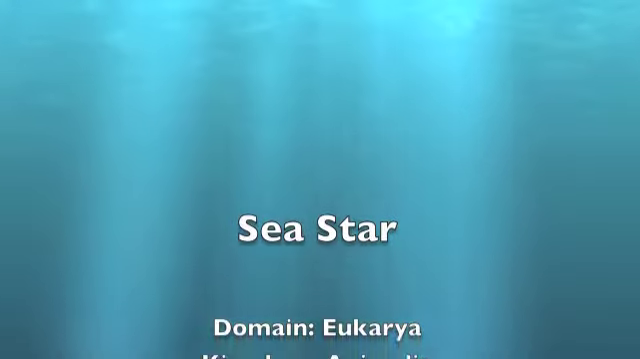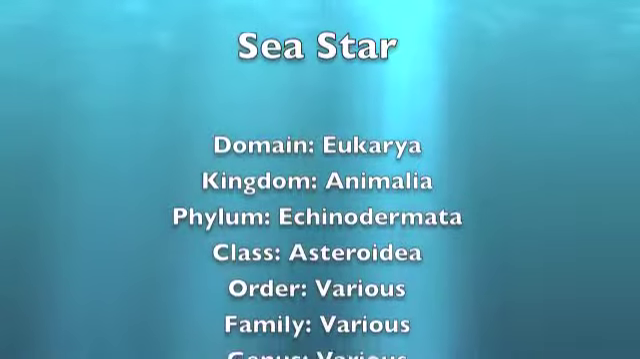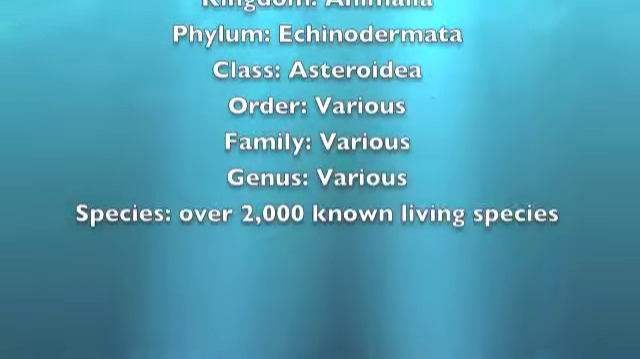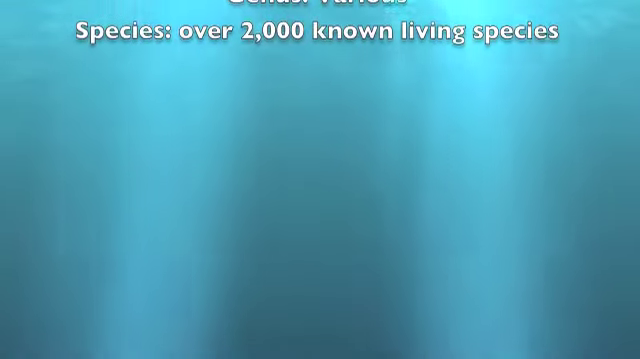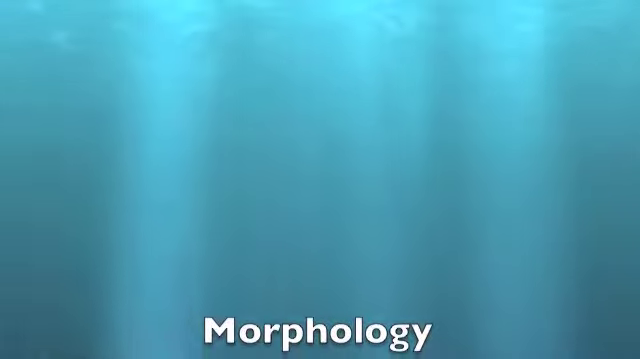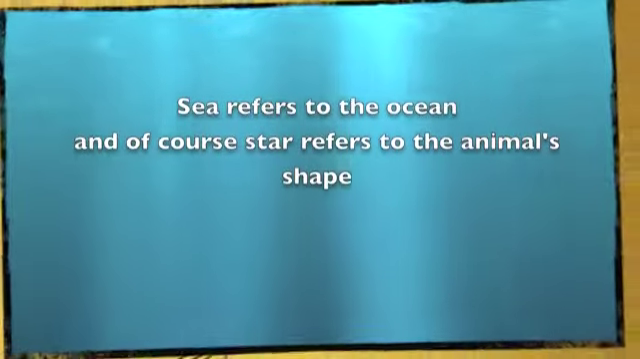The domain is Eukarya. The kingdom is Animalia. The phylum is Echinodermata. The class is Asteroida. There are many orders within a class, many families within the orders, and many genera within a family. And there are over 2,000 living species. The word sea refers to the ocean, and of course, the word star refers to the animal's shape.